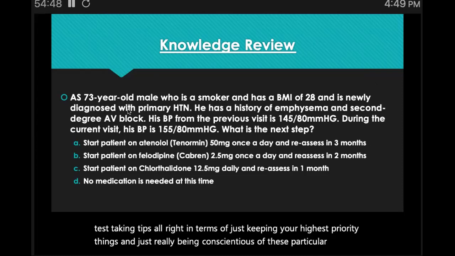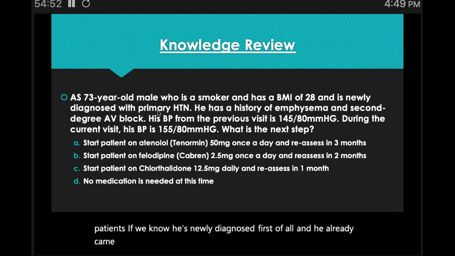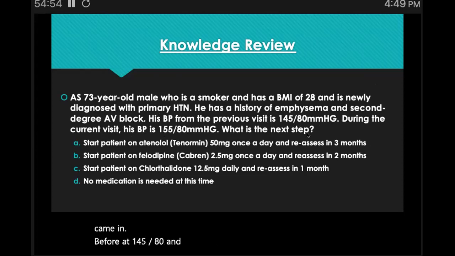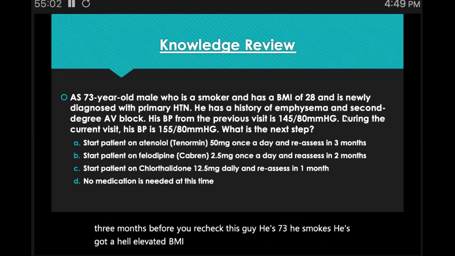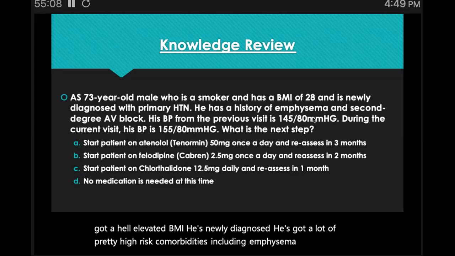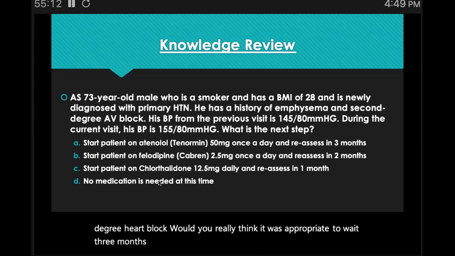If we know he's newly diagnosed, first of all, and he already came in before at 145/80 and he's still up there, do you really want to wait 3 months before you recheck this guy? He's 73, he smokes, he's got an elevated BMI, he's newly diagnosed, he's got a lot of pretty high-risk comorbidities, including emphysema and second-degree heart block. Would you really think it was appropriate to wait 3 months, 2 months, or no, nothing at all?